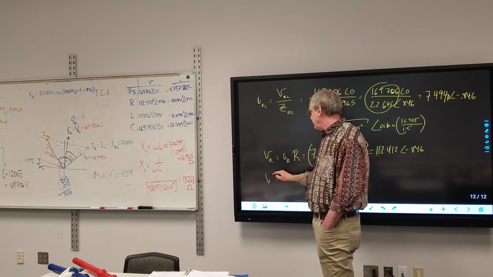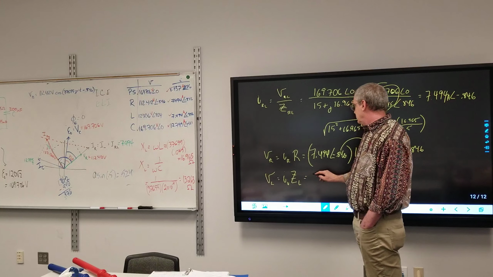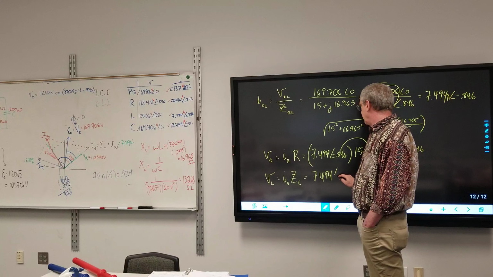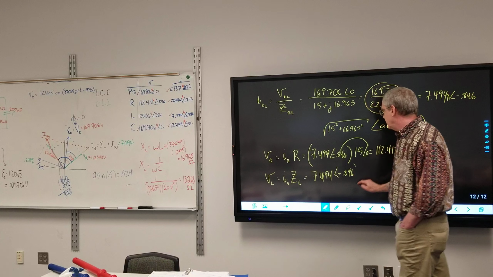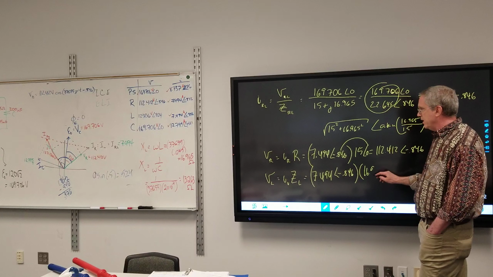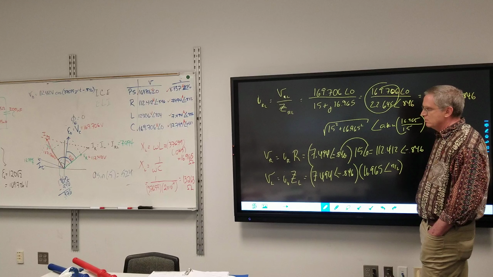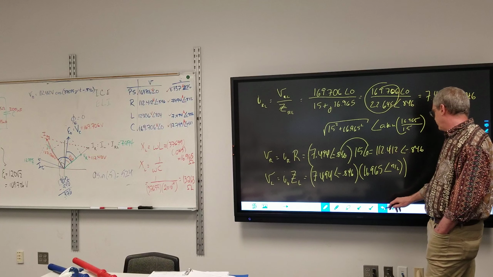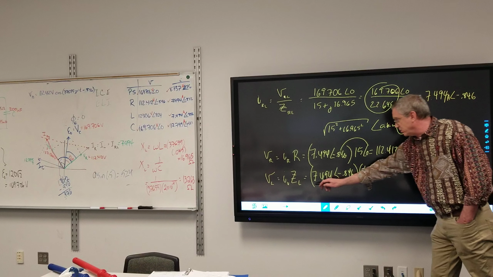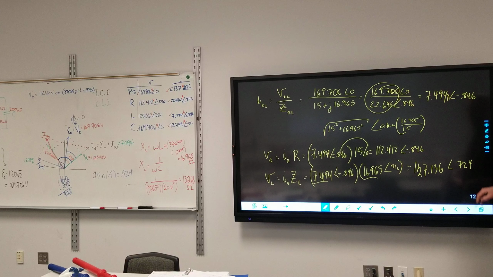And then the last one, V across the inductor is I across the inductor times Z inductor. So we have 7.494 angle negative 0.846 times ZL, which is 16.965 times the angle of pi/2. One too many parentheses. And so my magnitude will be that times that, which I hope is 127.136. Yep. And my angle should be negative 0.846 plus pi/2, which hopefully is somewhere around 0.724. Which it is.